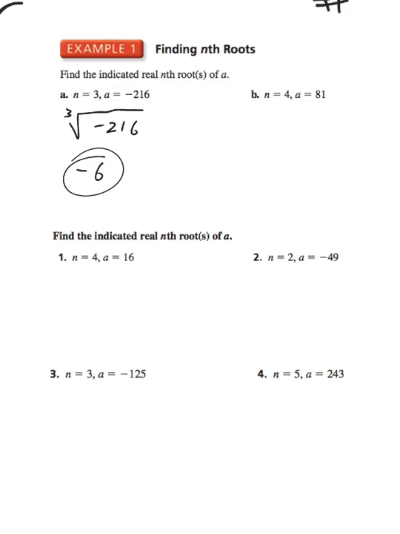Will B work for us? No, it's not going to come out even. What would be the answer? Oh yeah, it's 3. So the fourth root of 81 is equal to 3.